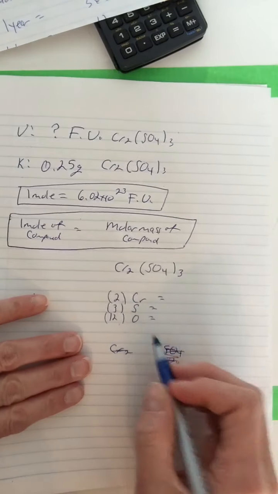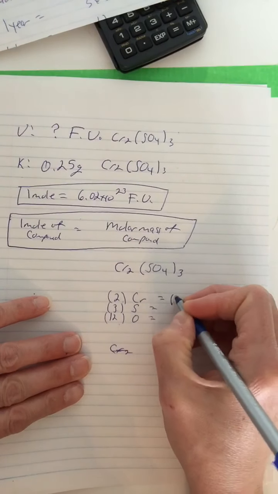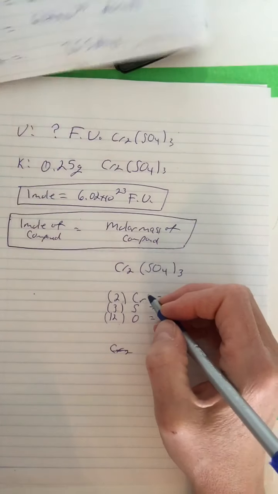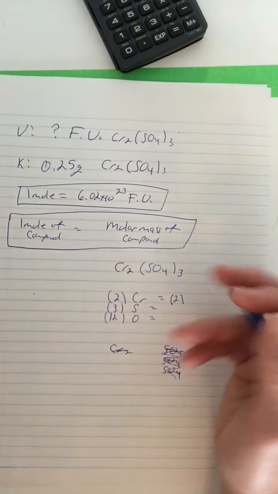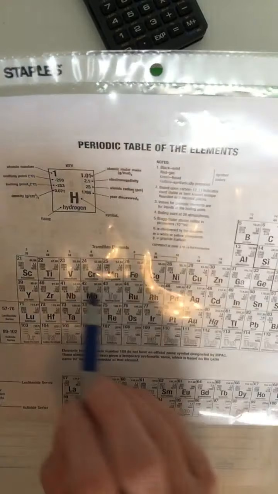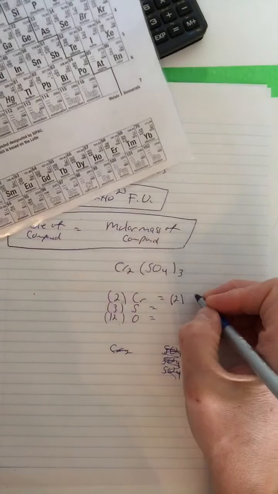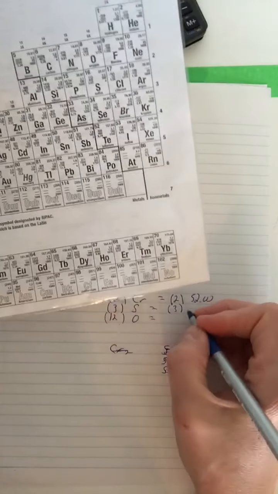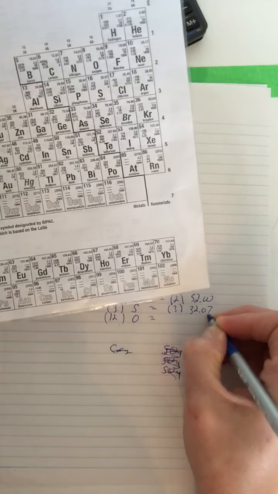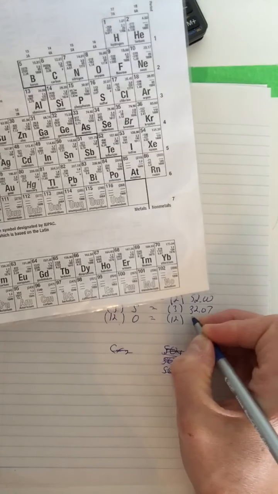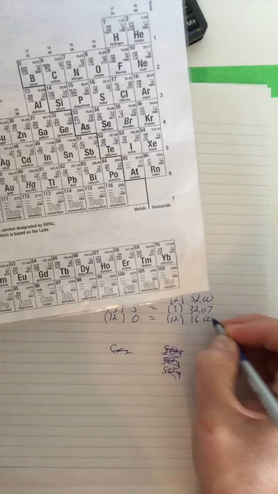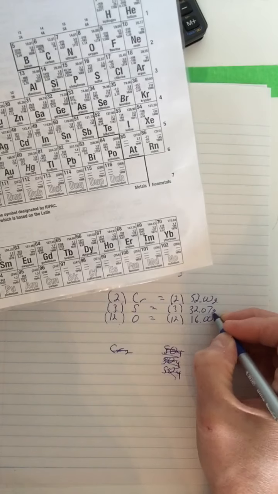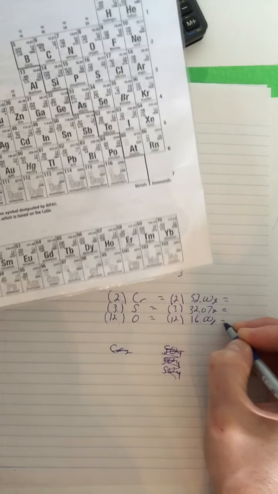Okay? So let's look these up. We're going to have 2 of Cr. So I'll get my periodic table. Cr is 52. I'm going to have 3 of the S's. Sulfur is 32.07. I'm going to have 12 oxygens, which are 16. These are all grams. So let's figure out what those are.